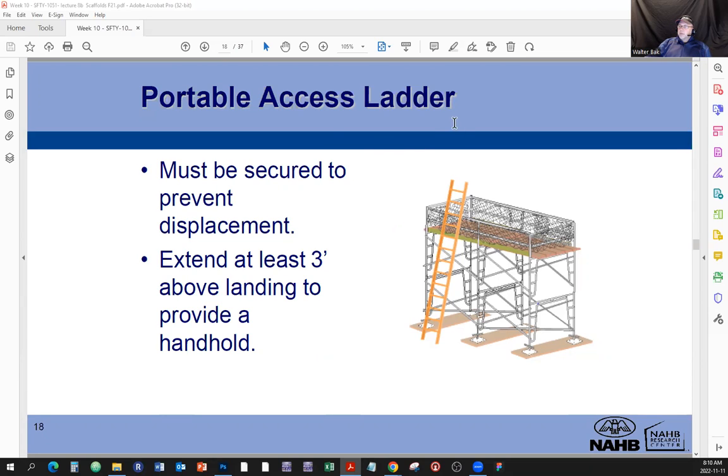All right, so portable access ladder with scaffolds. This is basically a scaffold. Now, the ladders must be secured to prevent the displacement. So basically, all the rules that apply to using the ladders apply to using the scaffolds. And one thing that you really have to make sure of is that the ladder that we're going to put against the scaffold is not going to tip the scaffold so it doesn't fall down.